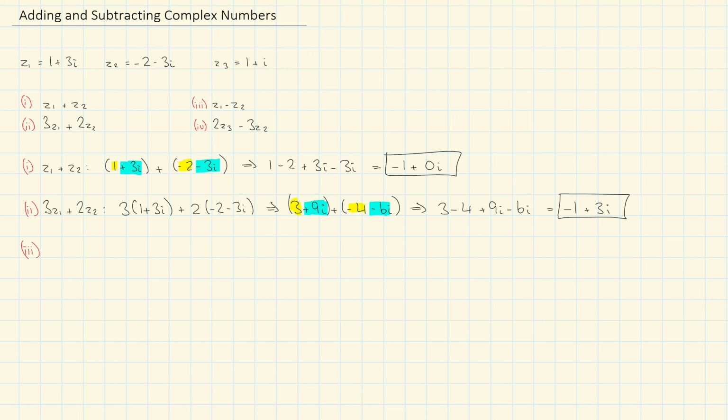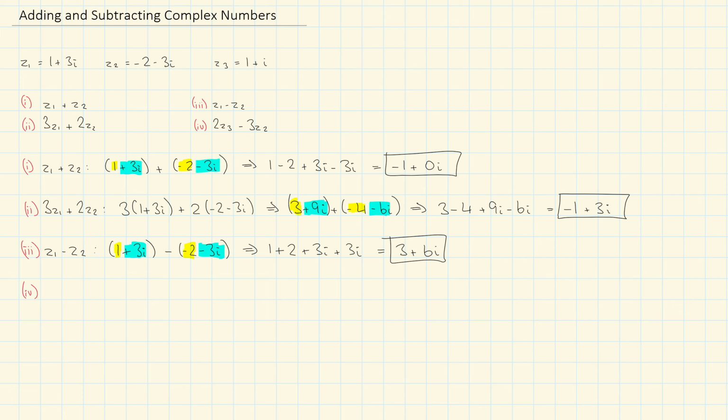In parts 3 and 4 now we'll look at some subtracting. z1 minus z2. So that'll be 1 plus 3i minus 2 minus 3i. So again, same as above, real with real and imaginary with imaginary, and just keep an eye here for your sign change. So 1 minus minus 2 will be 1 plus 2, plus 3i minus minus 3i will be plus 3i. So that will tidy up to 3 plus 6i.